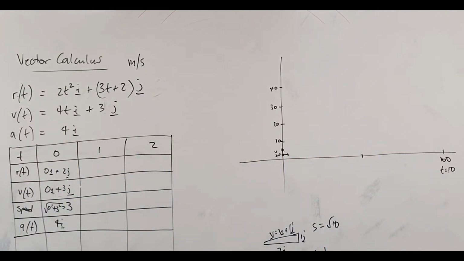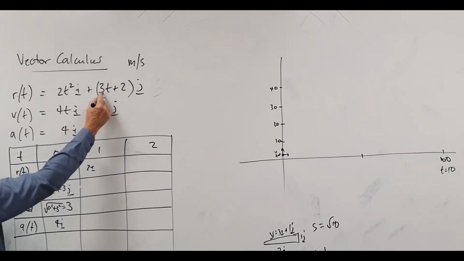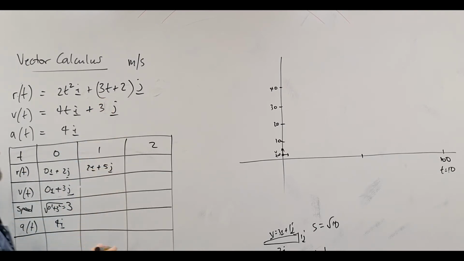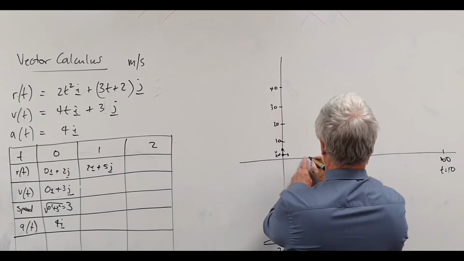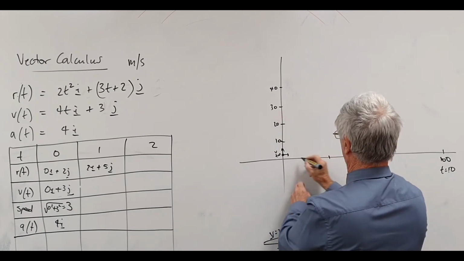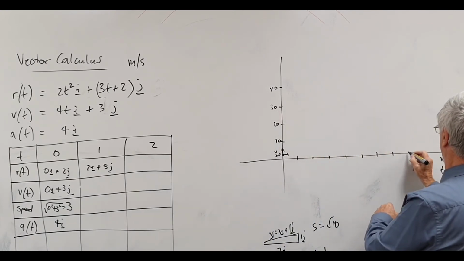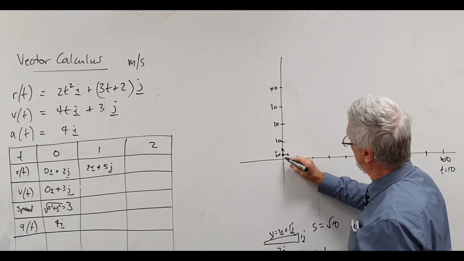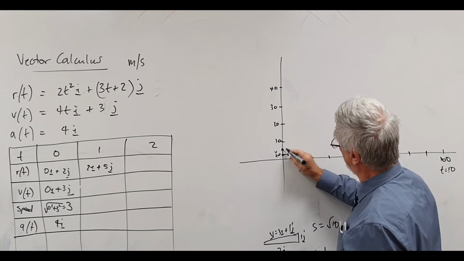Okay, so what happens after 1 second? Then it's going to be 2i plus 5j. So its position will be, I'm going to work this out now, that'll be about there. Try to be a reasonable scale. Is that reasonable? So its position now is 2i plus 5j, now it's there.